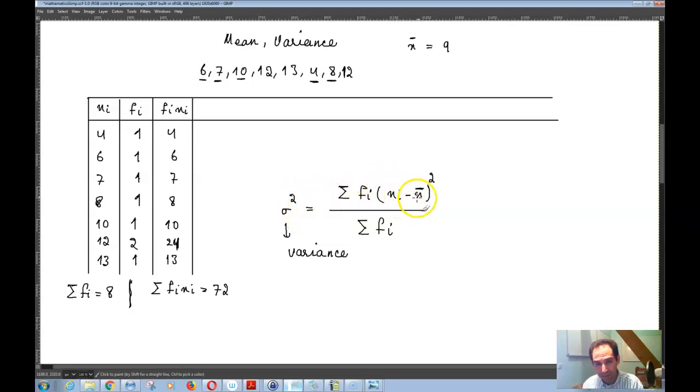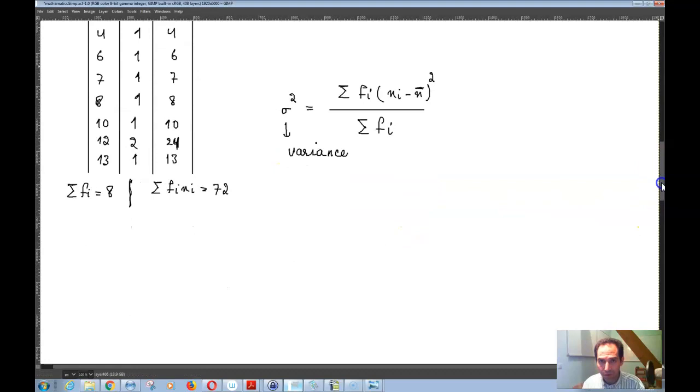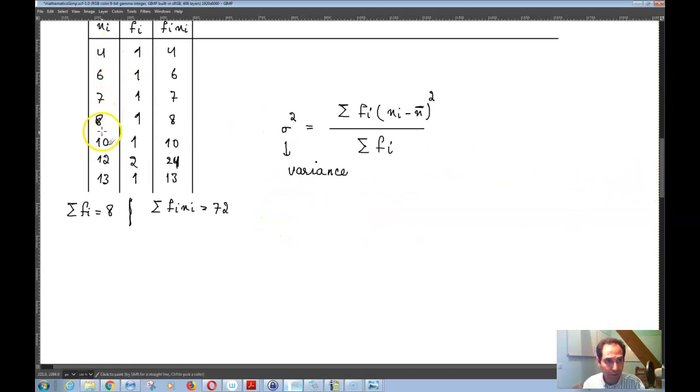Now what this number actually means is that it is a measure of how scattered your data is from your x bar. Suppose, for example, that you have all of these observations here, for example 4, 6, 7, 8, 10 through 13.